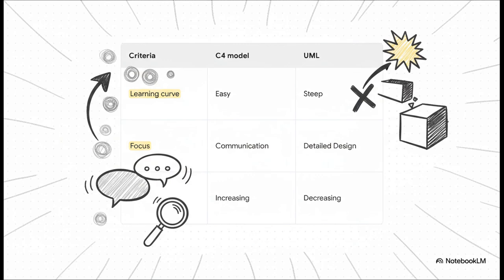This cheat sheet really drives the point home. Look at this. C4 has a much gentler learning curve, and it has a laser focus on communication. UML, on the other hand, is way more complex and really built for exhaustive, detailed design. Honestly, this simplicity is a huge reason why you're seeing interest in C4 just keep growing. It's built for how modern teams actually need to talk to each other.